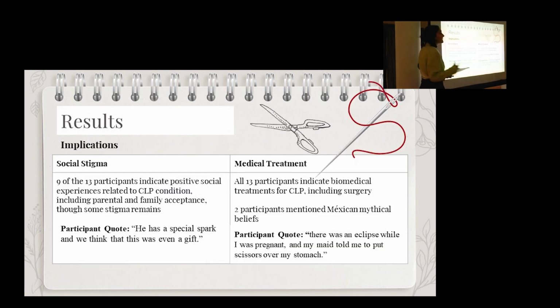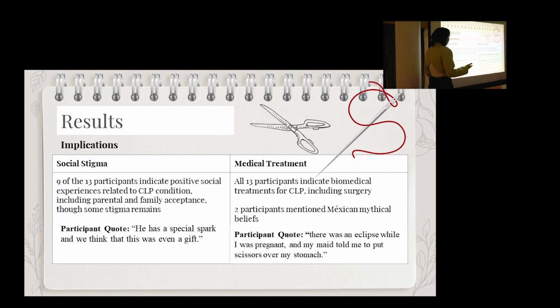And then finally, in terms of implications, I did look at social stigma. So I found that 9 of the participants indicate positive social experiences, including parental and family acceptance, though some did mention social stigma like bullying. One participant said, he has a special spark, and we think that this was even a gift. So this is a mom of a child with cleft, and I think this is a beautiful quote that illustrates the acceptance and even her finding this condition as a gift. And so it's great to see that progress and acceptance.